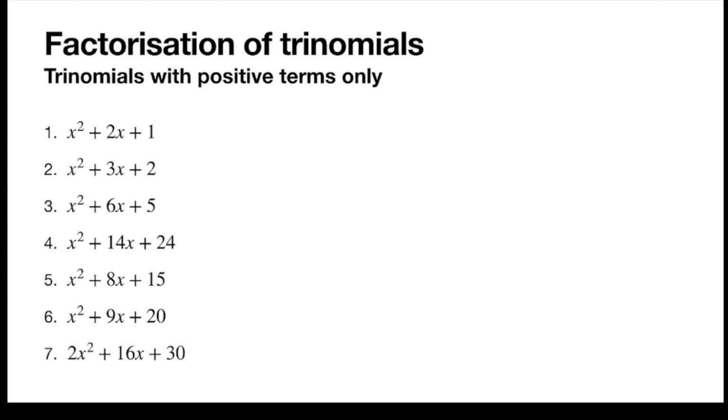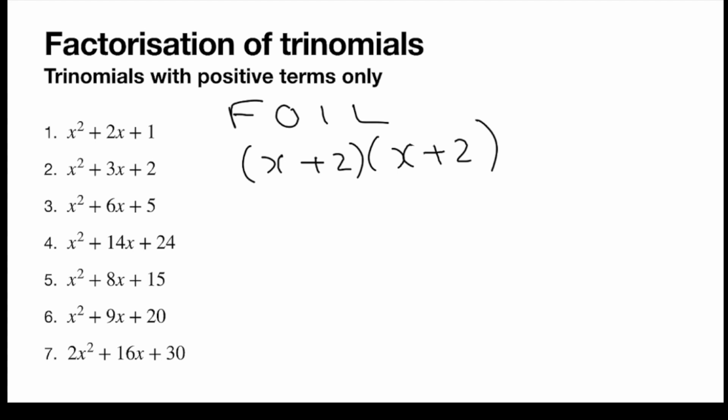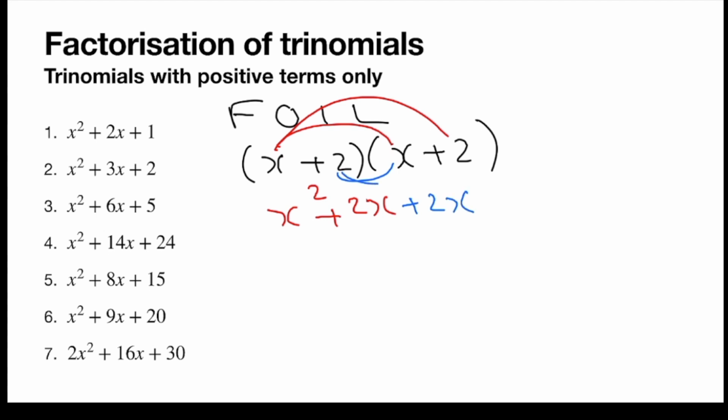Factorizing a trinomial is just like reversing the process of FOIL. If you remember FOIL, if for instance you had x plus 2 and x plus 2, what we did was multiply the firsts, and that would give you x squared, and then multiply the outers, and that would give you plus 2x, and then multiply the inners, and that would give you plus 2x, and multiply the lasts, and that will give you the 4.